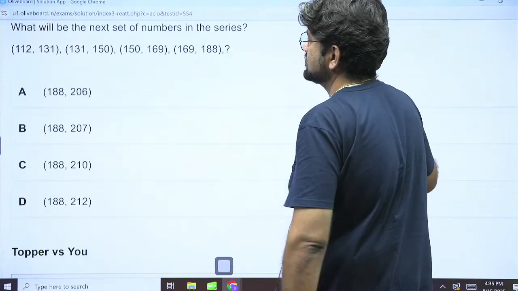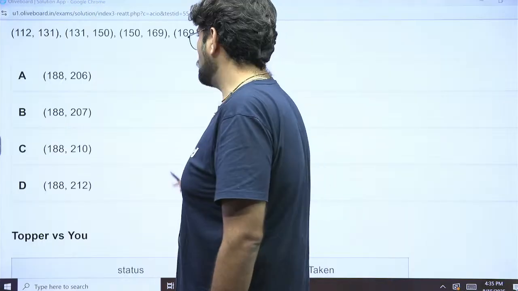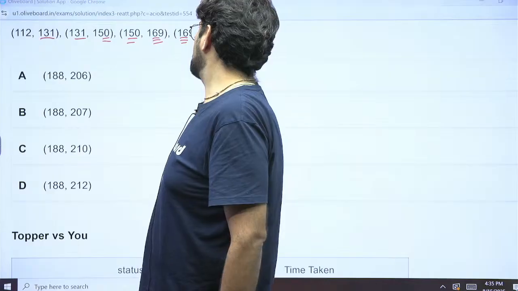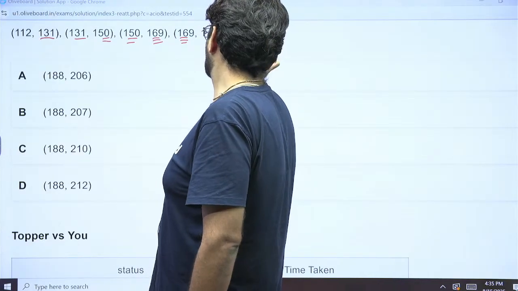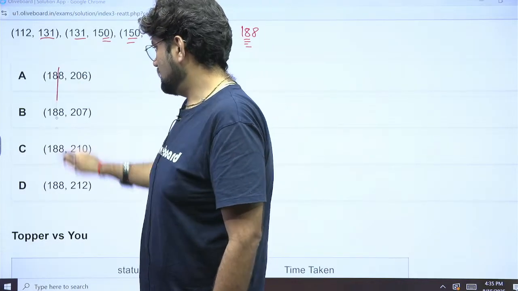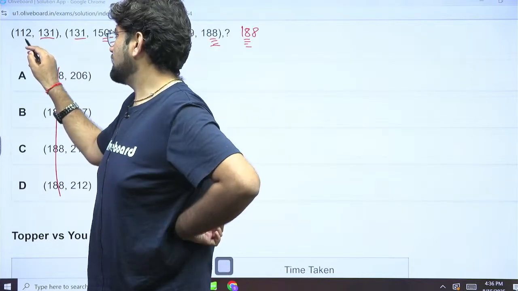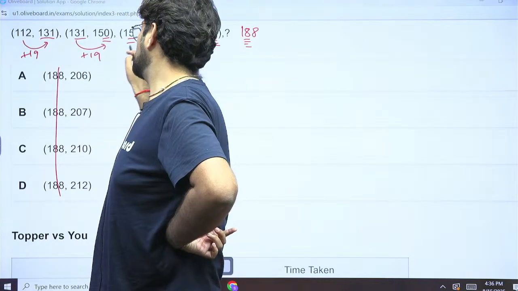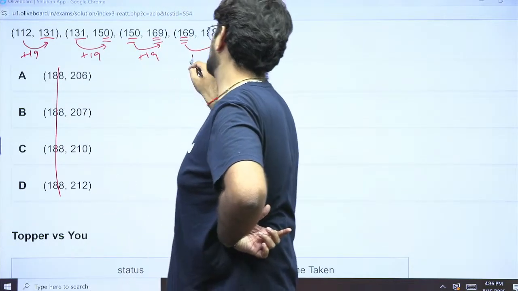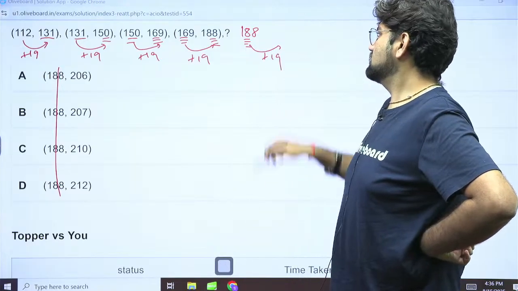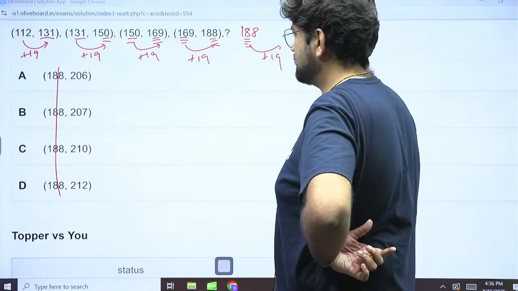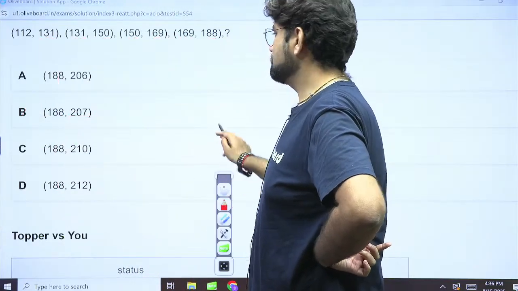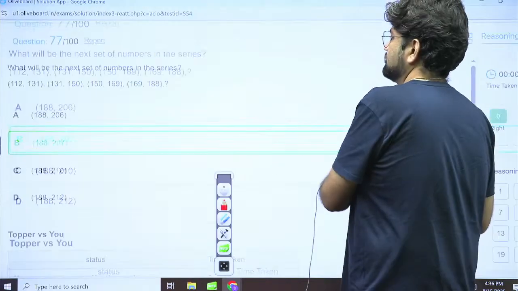What will be the next set of numbers in the series? So just look at the set here. In the set, one thing you can see is 131, 131, 150, 150, 169, 169. So these numbers are repeating. So 188 is going to be my first number. Okay. Next thing, just look at the difference. What exactly is happening? 112, 131. So we are adding 19 here. 131, 150. We are adding 19 again. So we'll just add 19 again. Simple. So that is 207. Option B is the correct answer. Easy. 25 seconds. Very good. Excellent.